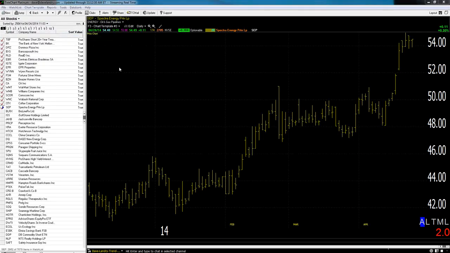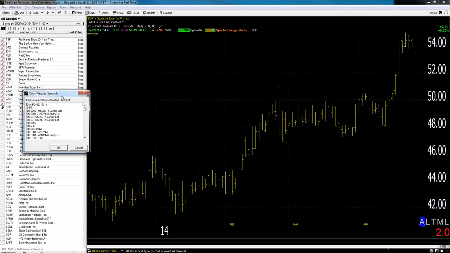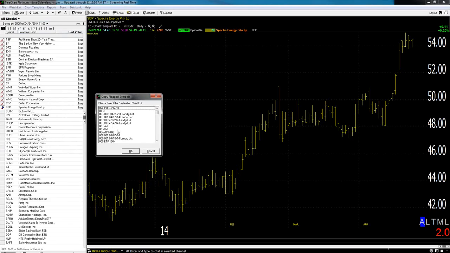So let me unflag everything in the system. And I'm going to flag all above the current symbol. And I'm going to copy those over to what I call my tradable universe.